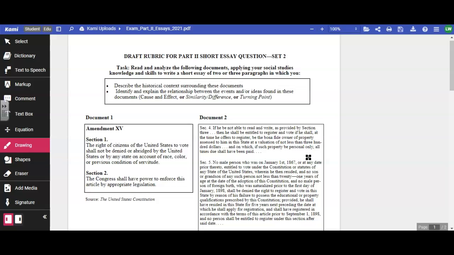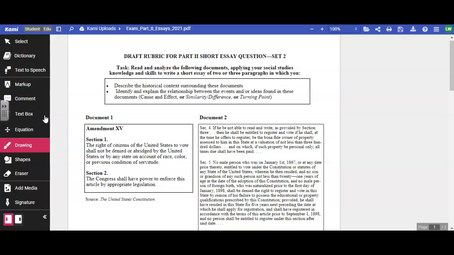It says the task is to read and analyze the following documents, applying your social studies knowledge and skills to write a short essay of 2 to 3 paragraphs in which you describe the historical context surrounding these documents. So what's happening in history at this time that leads to the creation of these documents? And identify and explain the relationship between the events and or ideas found in these documents. So is it a cause and effect relationship, a similarity and difference relationship, a turning point relationship? That's what you have to figure out. Okay?